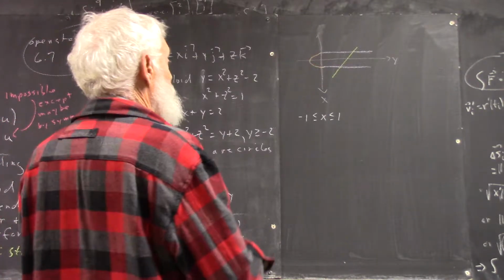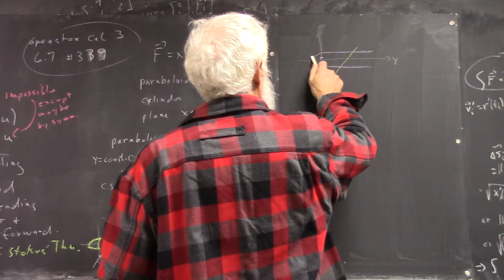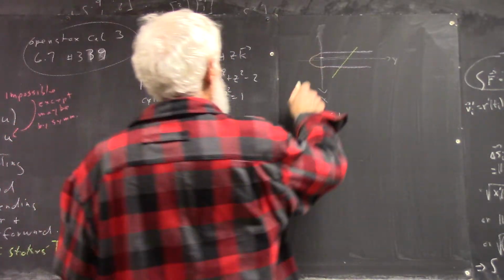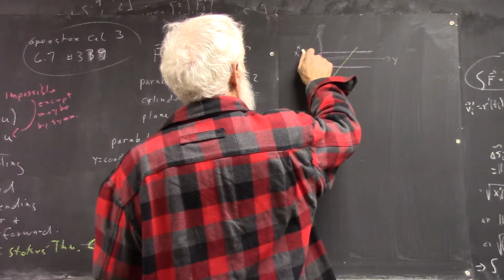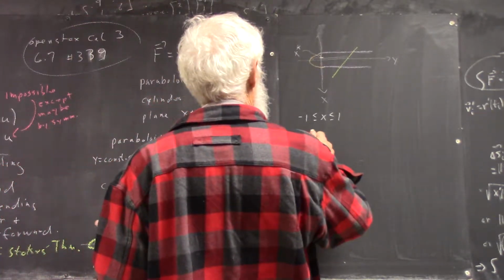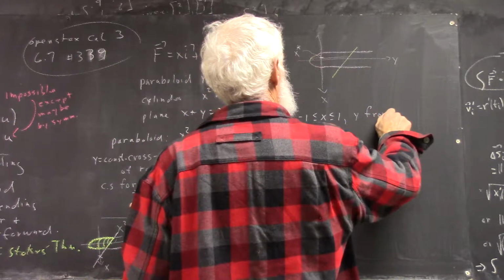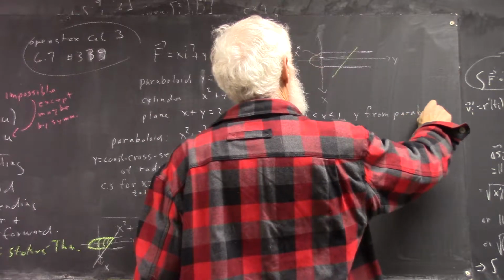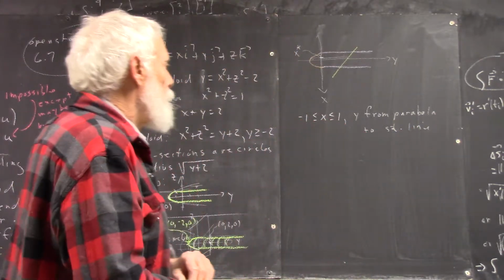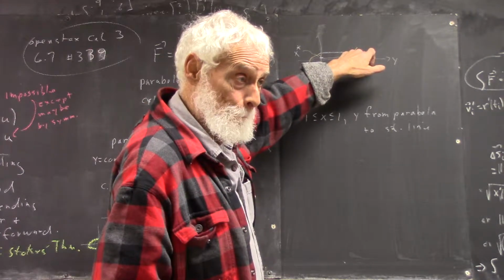Why? Because then all we have to do is our typical setup: x always goes from the parabola to the plane. So if our x star is here, we see that y goes from... and for every x, we've got a cross section that goes all the way from here to here. Okay? That makes sense?